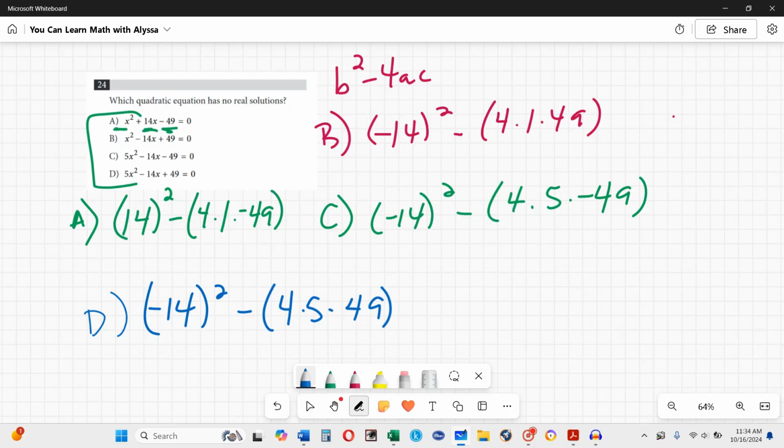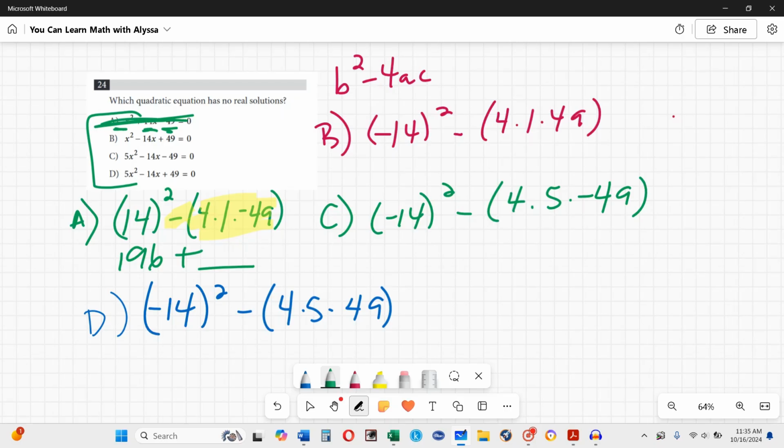Okay, so first, A. 14 squared is 196. Now, 4 times 1 times negative 49. I don't actually have to do this math, because when I look at this, 4 times 1 times negative 49 is a negative number. And if I am subtracting a negative number, that's the same as adding a positive. So I have a positive 196 plus another positive number. It doesn't matter what that positive number is. I know it's not going to be less than 0, and I'm looking for the one that's less than 0. So no, A is out right away.